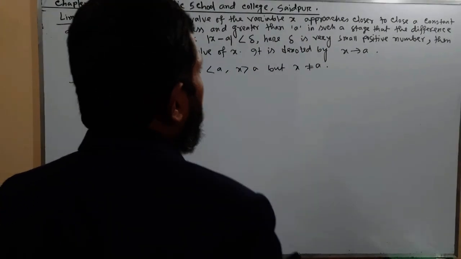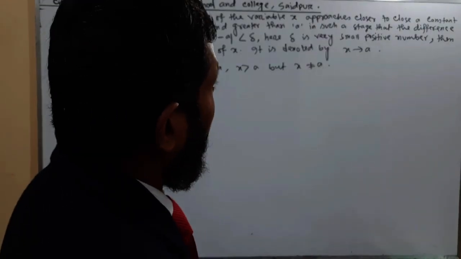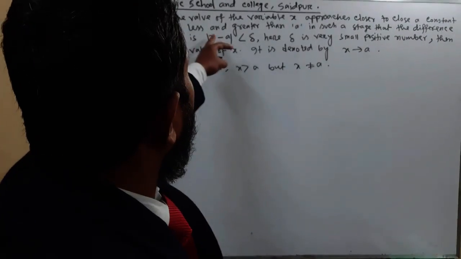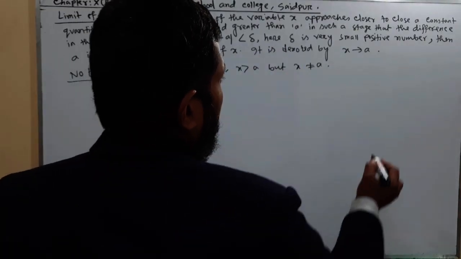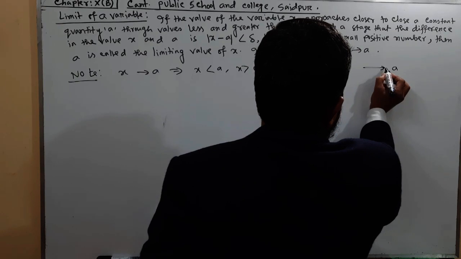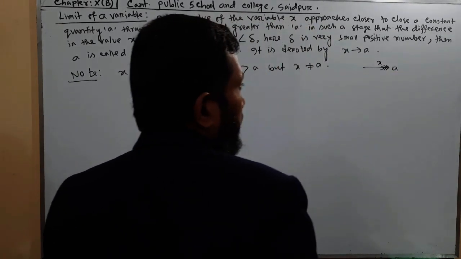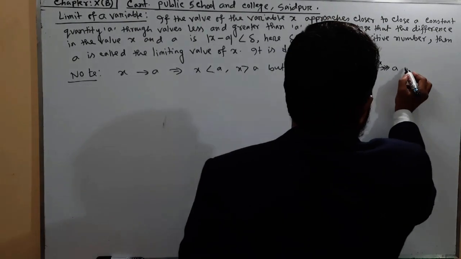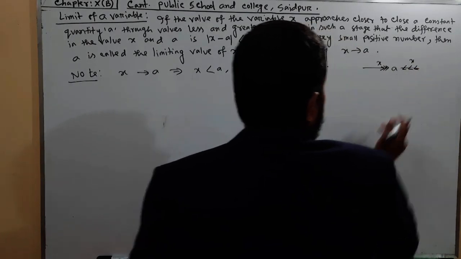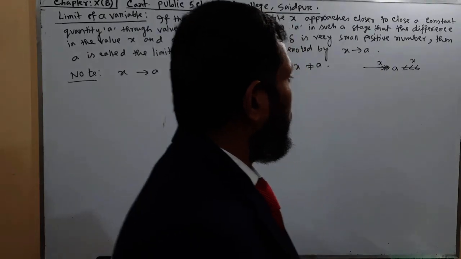Here we have already written the variable x approaches closer and closer to a constant quantity a through values less and greater than a. Suppose here is the value of x which is less than a, and the value of x which is greater than a, but x is not equal to a.